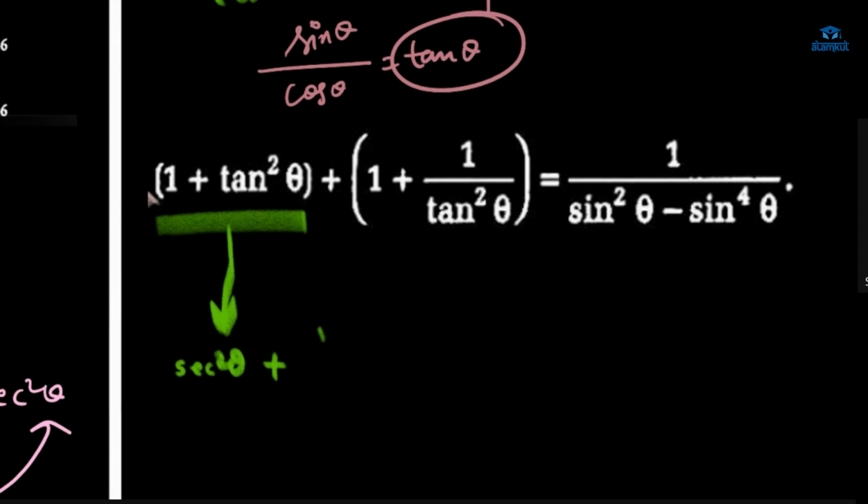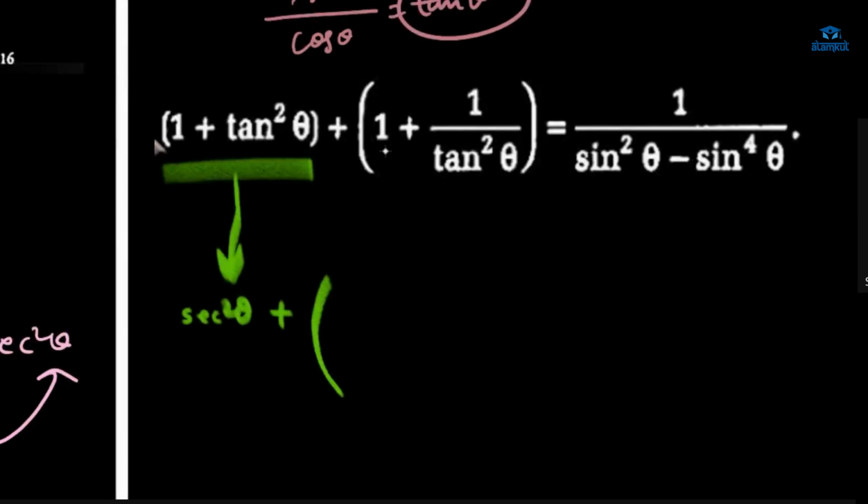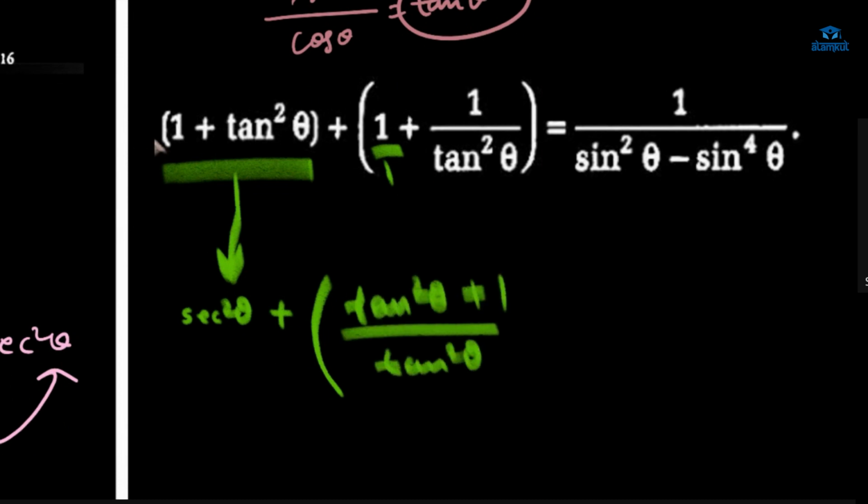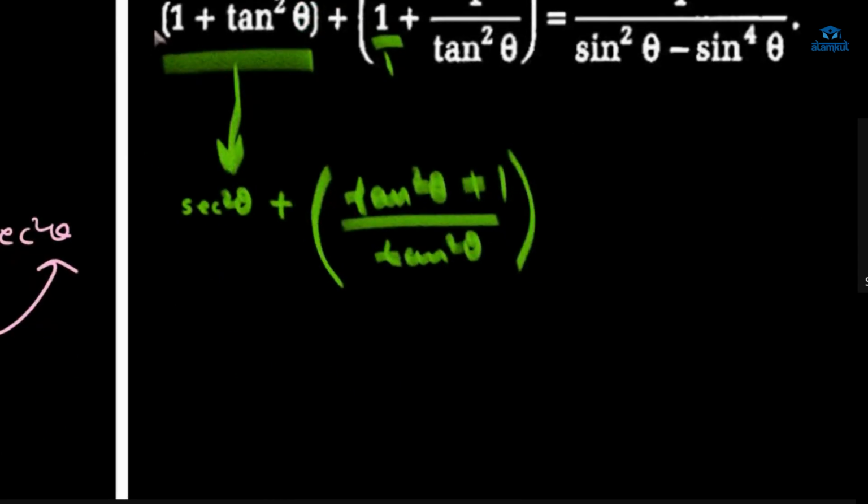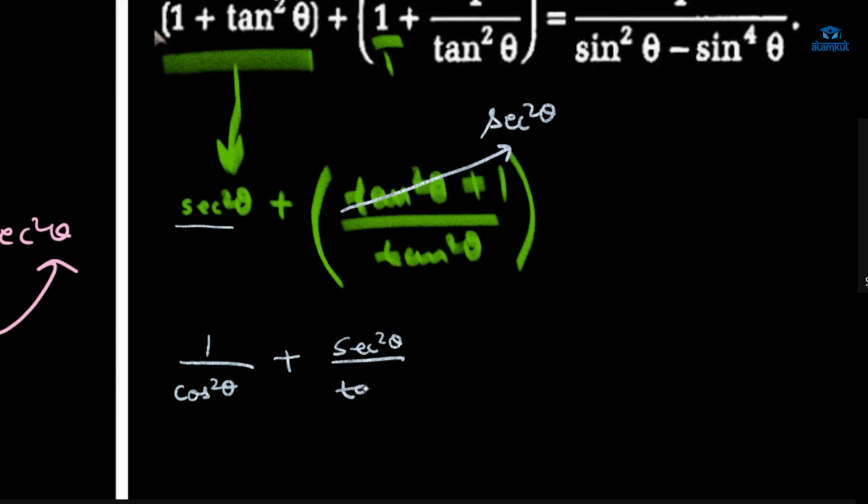Now take the LCM of this. Here it's one, so you will take the LCM. What it will be? Tan square theta multiplication, tan square theta plus 1 upon tan square theta, isn't it? Yes, ma'am. Okay, so again here is 1 plus tan square theta, it will become sec square theta, right? Now write this sec square theta as 1 upon cos square theta.